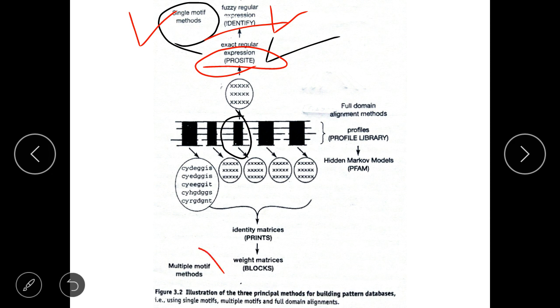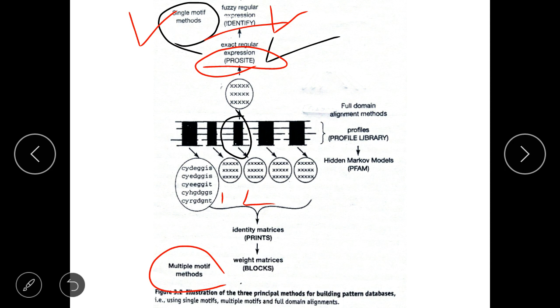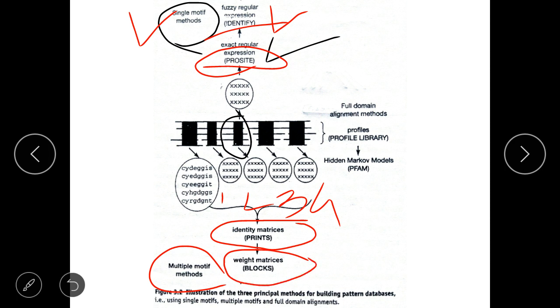If multiple domains are taken, suppose this is the first domain, this is the second, then third and fourth, then they are stored in the Prints database. After that they are weighted, a specific matrix is applied on that database, and that is stored in the Blocks database. If the entire sequences are considered, that is, full domain alignment methods are used, then one can store that in the Profile library, or also in PFAM.